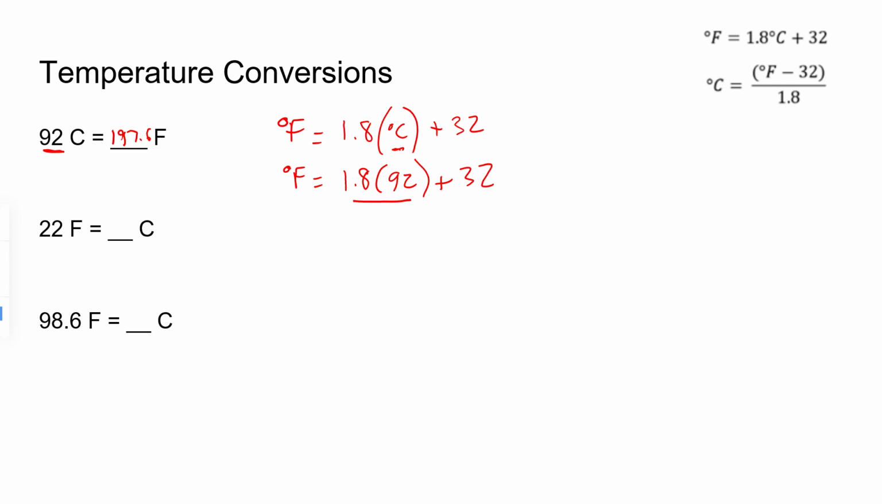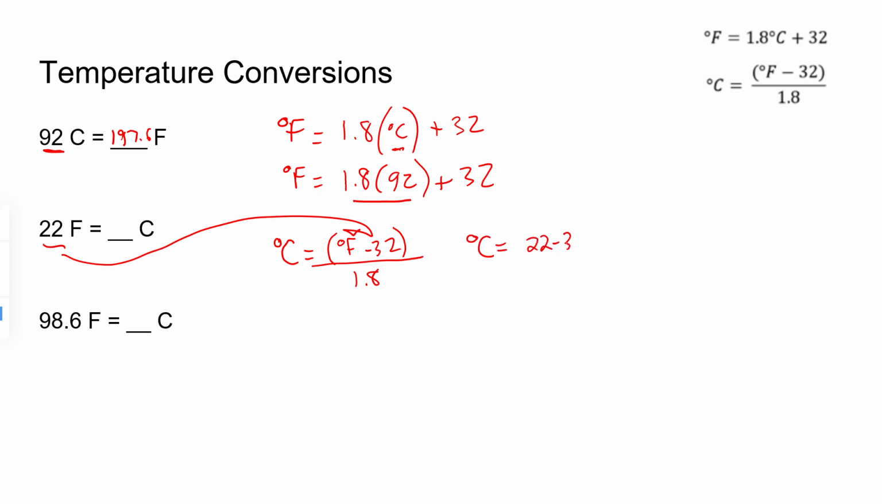All right, so now that we want to get Celsius, we're going to use the equation degrees Celsius equals our degrees Fahrenheit minus 32 divided by 1.8. So we are going to insert this into the Fahrenheit box here. So that becomes degrees Celsius equals 22 minus 32, and that's in parentheses, divided by 1.8. We're going to do the parentheses first. 22 minus 32 equals minus 10. Divided by 1.8. We get minus 5.55 degrees Celsius.